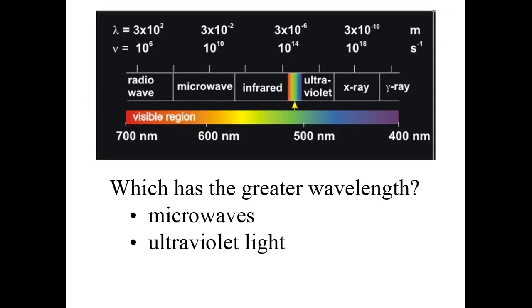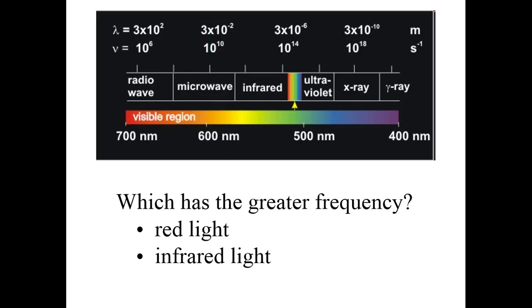For example, if we ask, which has the greater wavelength, microwaves or ultraviolet light? We can see that microwaves are centered at a wavelength of about 10 to the minus 2 meters, or in the centimeter range, while ultraviolet light is centered at a wavelength of about 10 to the minus 8 meters, or in the tens of nanometers. Microwaves have the greater wavelength.